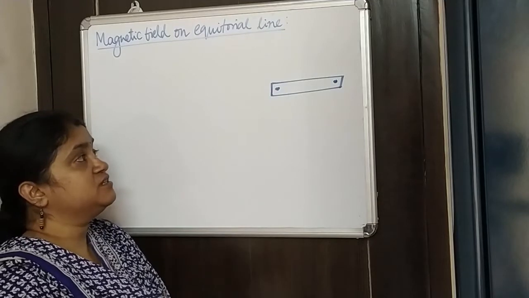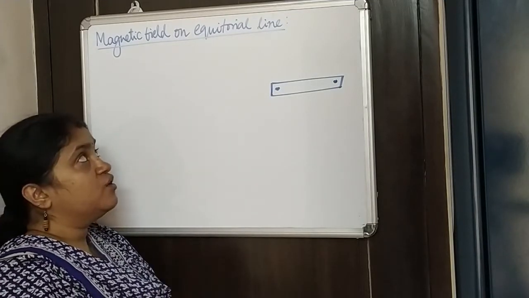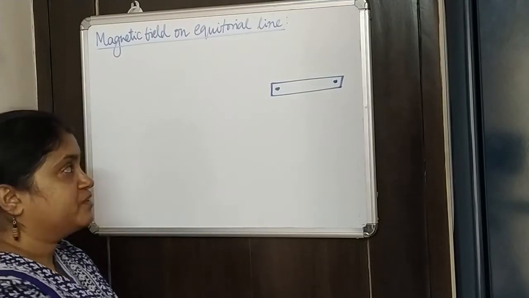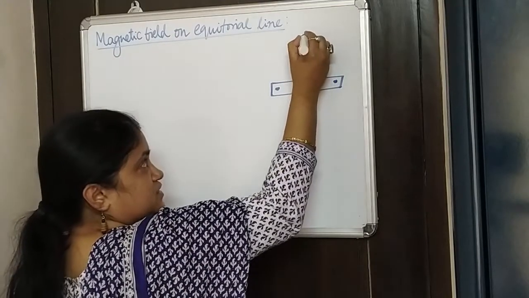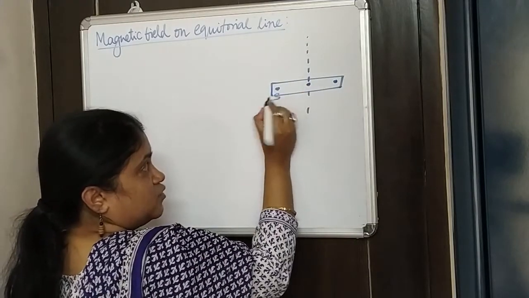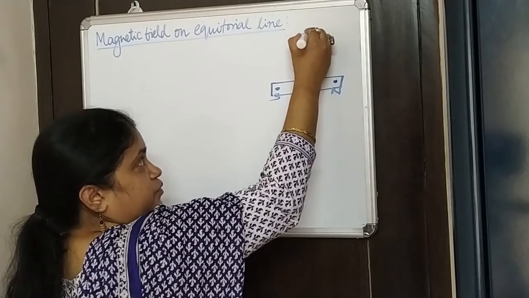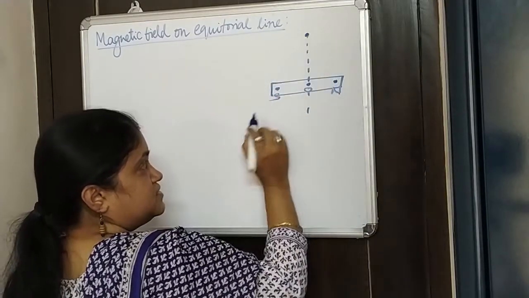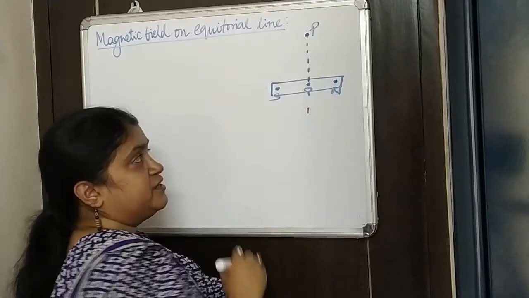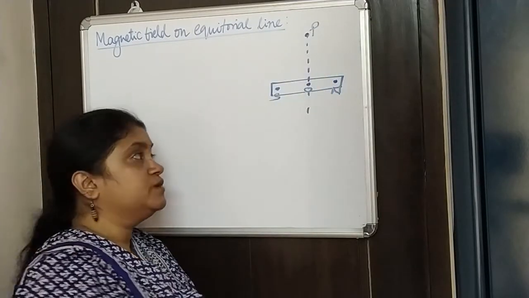Magnetic field of a bar magnet or a dipole magnet on its equatorial line. Equatorial line means suppose it has an axis at the center. This is the south pole, this is the north pole, this is the center, and at a point on this axis, this point is P, and we have to find the magnetic field at this particular point.